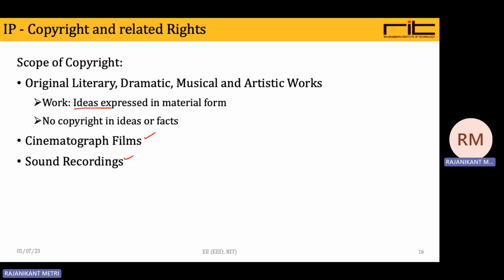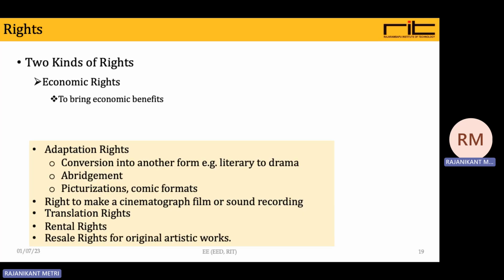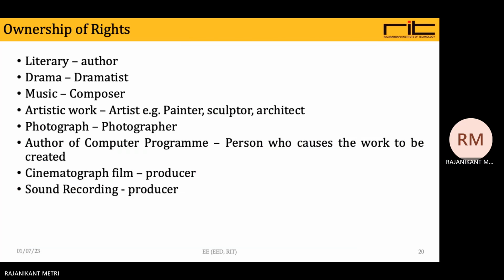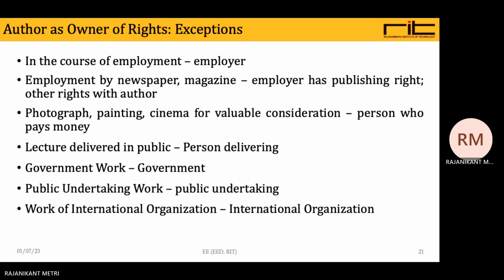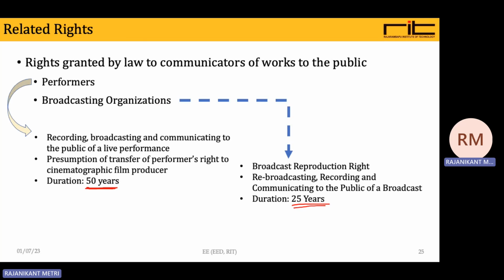In copyright and related rights, we have seen literary, dramatic, music works, artistic works, and recordings. Then there are two rights: moral rights and economic rights. In moral rights, what are the points for the author? And in the economic rights, then ownership of rights, who will be the owner of which copyright material, what the exceptions are, and which are considered intellectual property and which are not. Then the duration of the copyright.